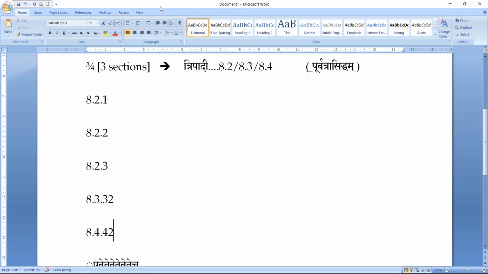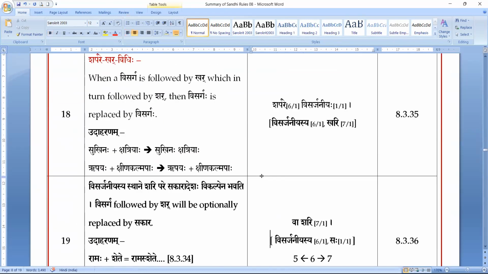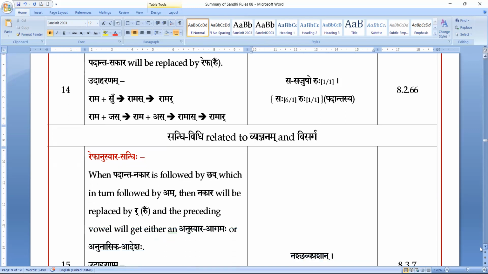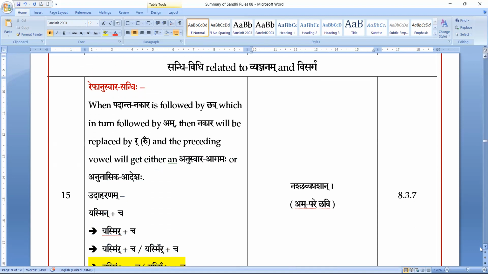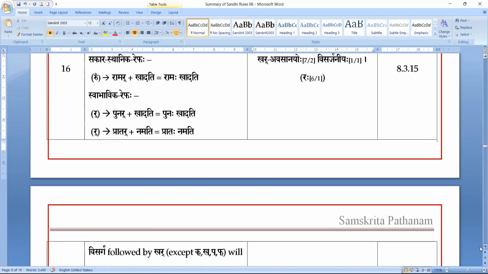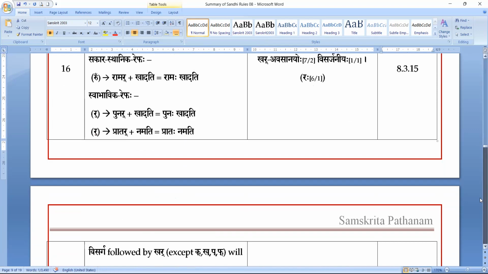Now you see the Sandhi chart. You go and see the Vyanjana Sandhi, Repha onwards here. This Padanta Sakara becomes Repha. What is the sutra number? 8.2.66. After that, what is there? 8.3.? After that, 8.3.15. Padanta Sakara becoming Ru, and Ru becoming Repha by 8.3.15. In between, this 8.3.7 is not applicable. Now you can see how.